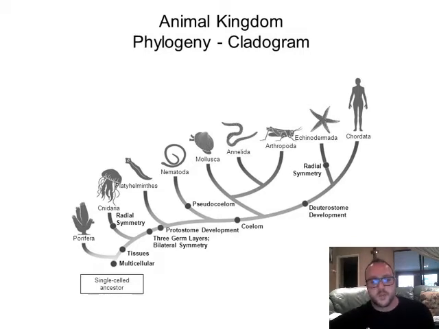So what you can see at the bottom, we have multicellular, so following that line to the right-hand side. Then we have tissues, which means tissues start to develop, like skin cells, muscle cells, blood vessels, that kind of stuff. Then we have 3 germ layers and bilateral symmetry. Then we have protostome development.